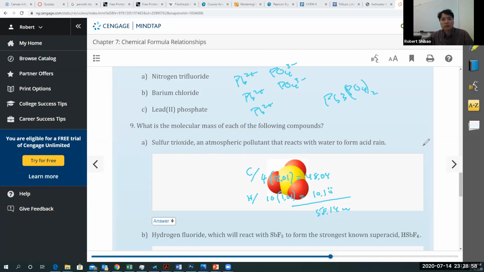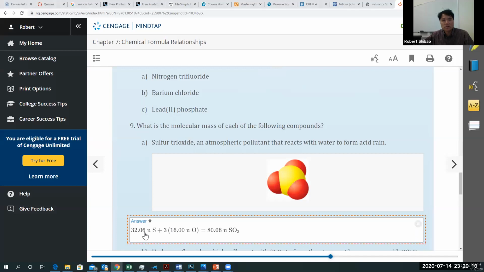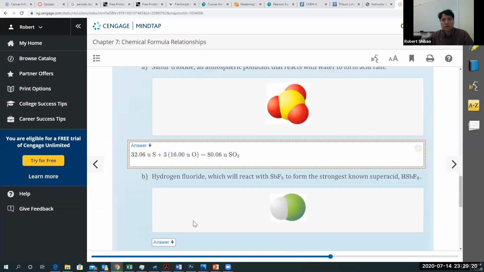Let's continue on here. Sulfur trioxide, 1 sulfur, 3 oxygens. Sulfur is 32.07, oxygen 16. They're using 32.06 for their sulfur, so it's slightly off. This depends on which periodic table you use and how they round it. Plus those three oxygens here.